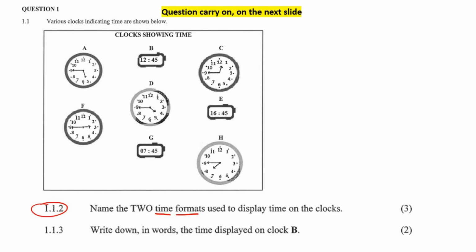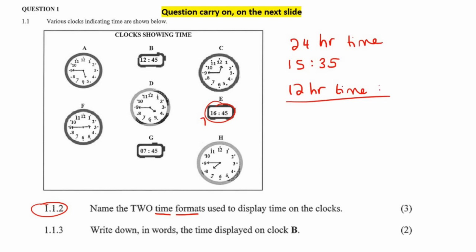you get 24-hour time. That's, for example, if, let's say, 3 o'clock in the afternoon, you would say 15:35, for example. Okay? But then you also get, so that would be something like this. You see, that's actually 4 o'clock. Then you get 12-hour time, where 3:45 in the afternoon would be shown as that.